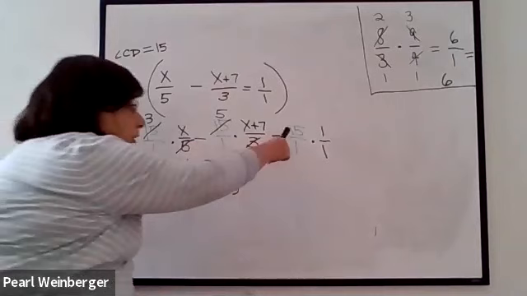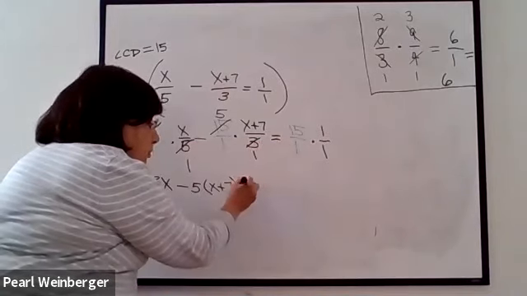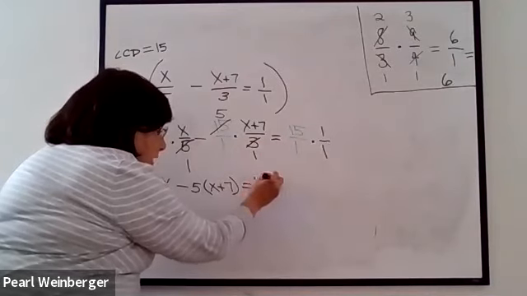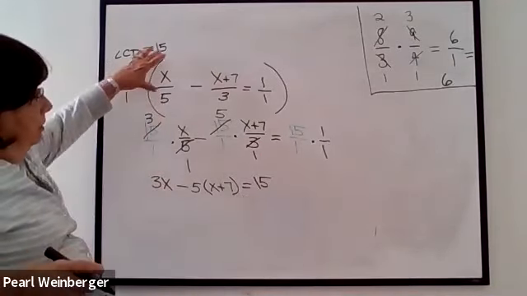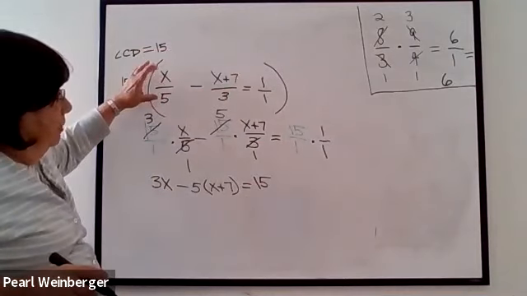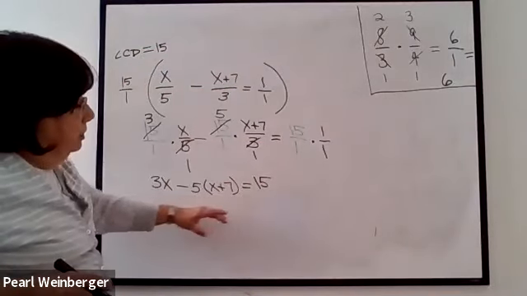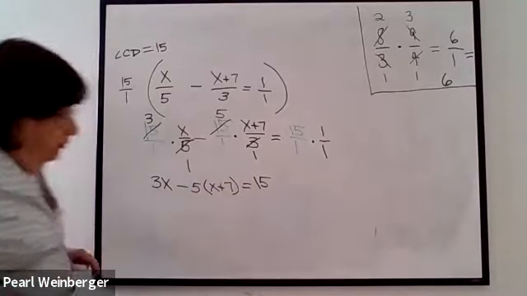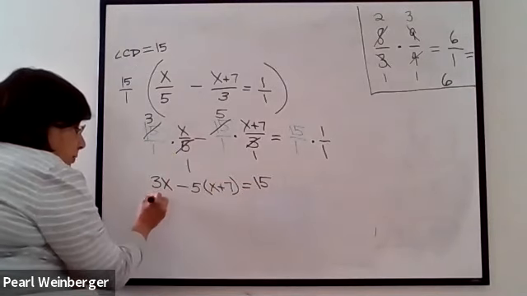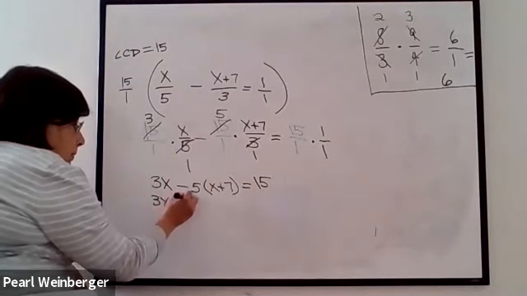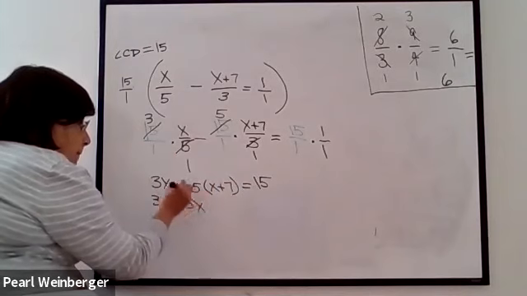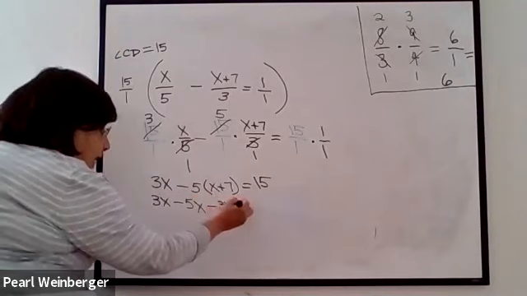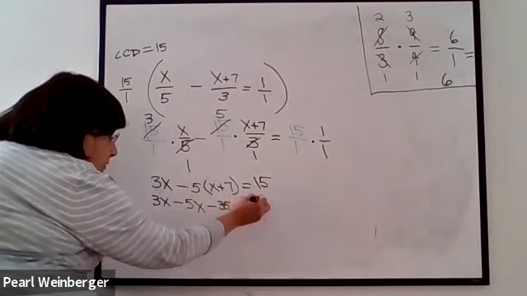And finally, over here, there's nothing that cancels out, so I just have 15 times 1. Again, the denominators are 1. So I have ended up where I started out with an equation that had a lot of fractions, but now I have an equation that doesn't have any fractions. It's just a regular equation. And we're going to finish solving this first by removing the parentheses: 3x minus 5x minus 35. Don't forget, we have to distribute that, equals 15.